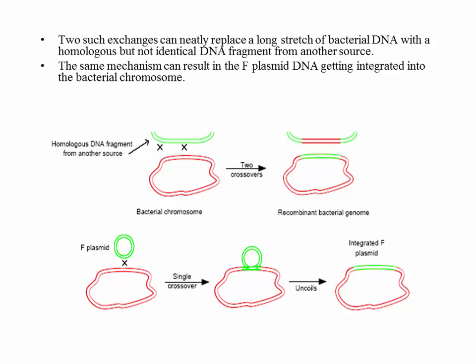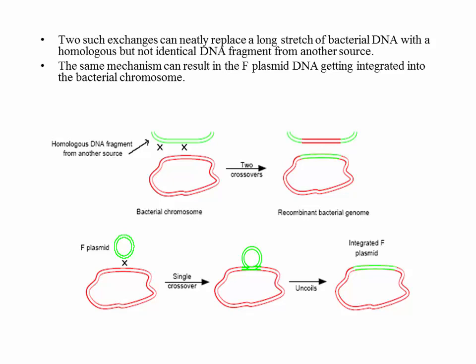And if you make two such exchanges, like one here, then you could replace this red DNA with the green one from on top, and the red DNA from the bottom would go on the green one at the top. So two such exchanges can neatly replace a long stretch of bacterial DNA with a homologous but not identical DNA fragment from another source.